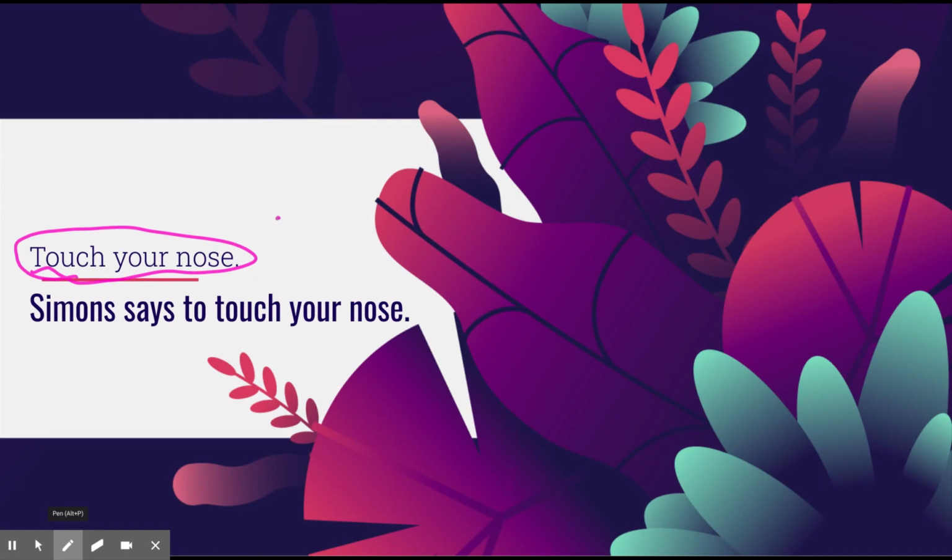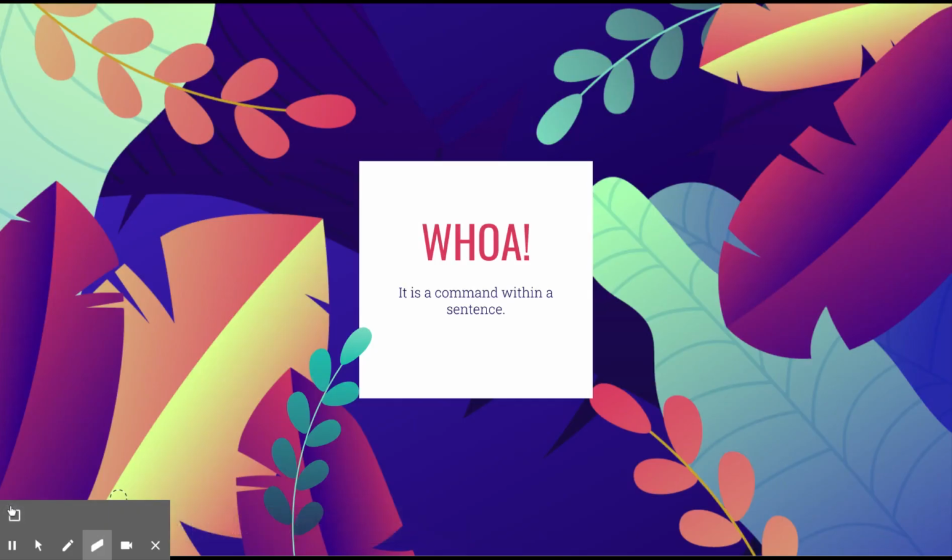So this is a command. In Latin, we would use an imperative to give this idea. But when you say "Simon says to touch your nose," this is a command that Simon had said. This is an example of an indirect command. It's a command, touch your nose, within a statement. So, to reiterate again, an indirect command is a command within a sentence.